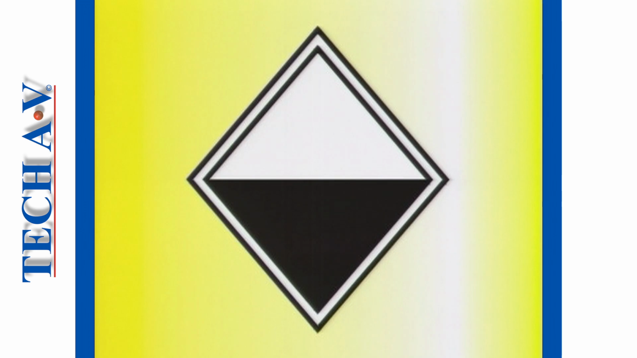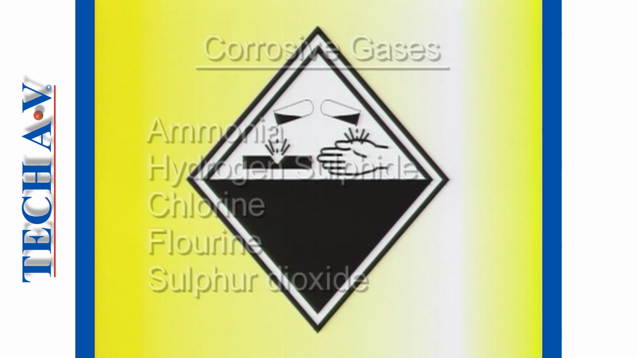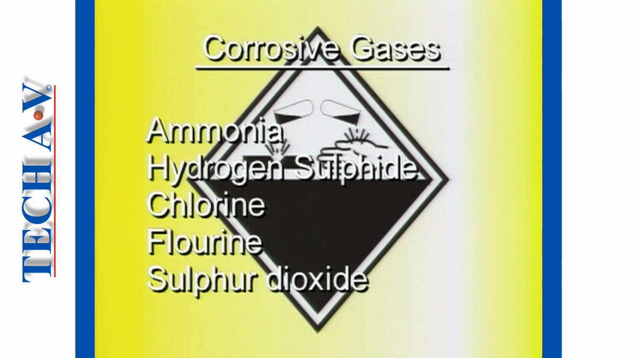The fourth symbol is a black and white diamond bearing these icons. This denotes a corrosive substance. Gases in the corrosive category include ammonia, hydrogen sulfide, chlorine, fluorine, and sulfur dioxide.